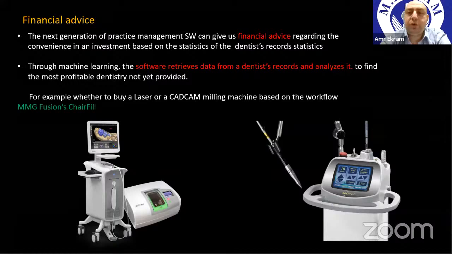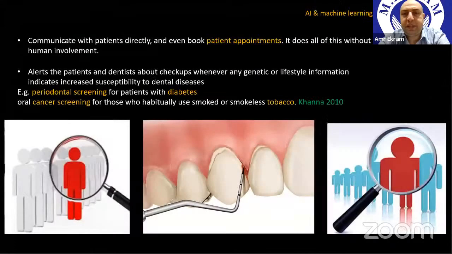Also, it can book appointments with the patient according to their medical health condition. For example, if you have a diabetic patient, you will need to get more frequent follow-up visits than for the regular patient. He is more susceptible to periodontal disease. For example, tobacco smoking patients will need more screening for cancer, and so on. The computer can help you book the appointments and direct you and save you a lot of time.